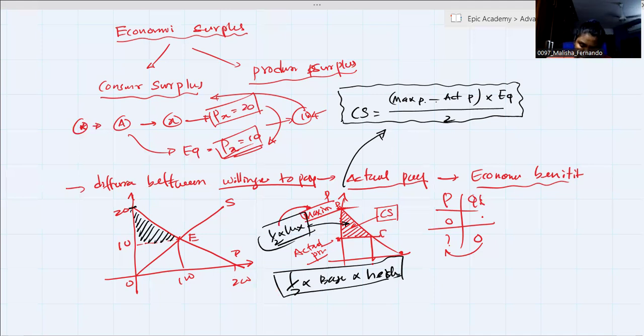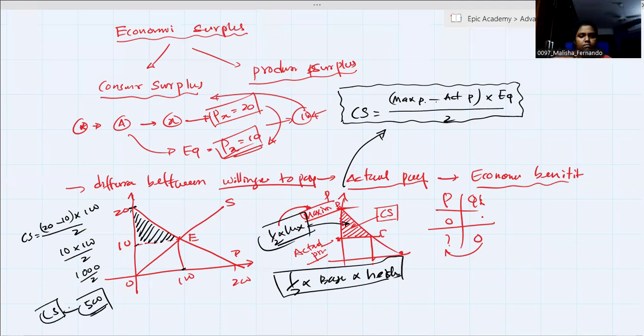Maximum price is 20. Actual price is 10. Actual quantity is 100. Nothing to hesitate. CS: maximum price is 20, actual price is 10, multiplied by equilibrium quantity, which is 100, divided by 2. That means 10 multiplied by 100 divided by 2. Then 1000 divided by 2, it must be 500. So this is the consumer surplus at that point for the particular commodity.